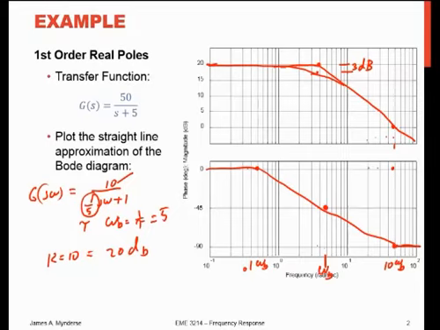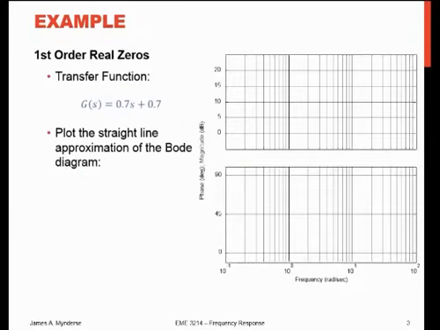So that's a first order pole. It's pretty straightforward, doesn't take much effort to draw. First order zeros, it's much the same thing, okay?